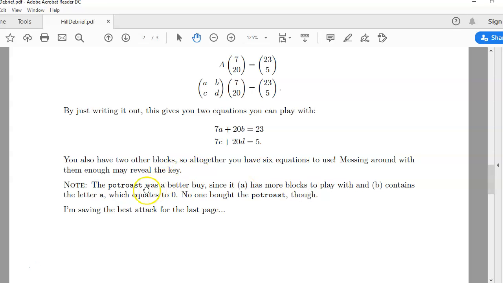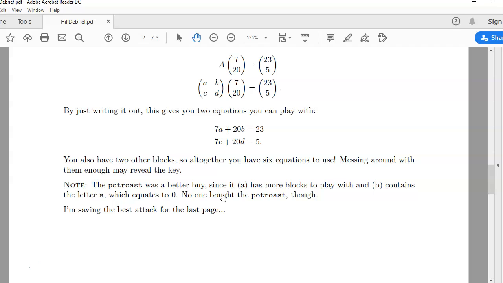The other good reason is that there is an A in it, whose number is a 0. And if you had a 0, a lot of these terms will die off, and that might tell you what A or C was, because you can cancel that 7. It's a unit. So pot roast was a better buy because it has an A in it and because it's longer. No one bought it, though. That's okay. We're learning. I don't care.